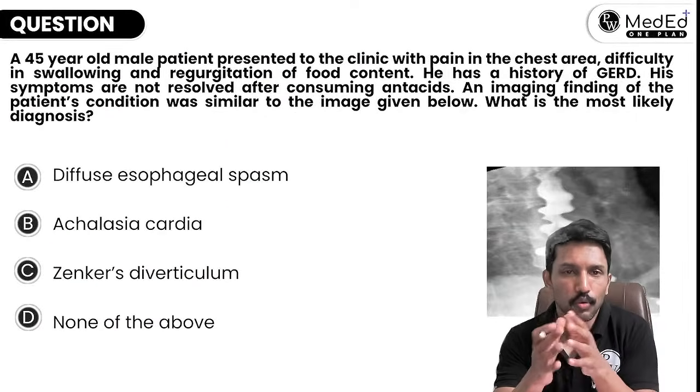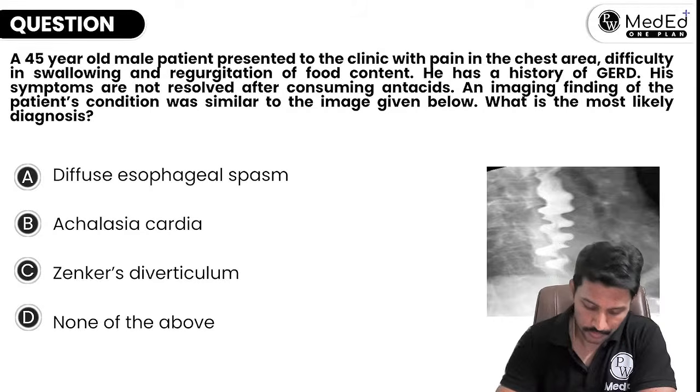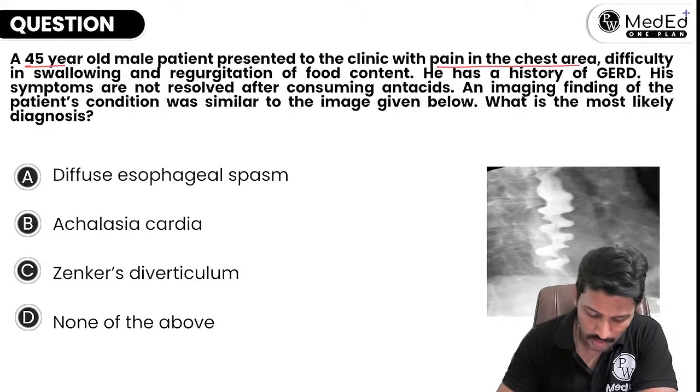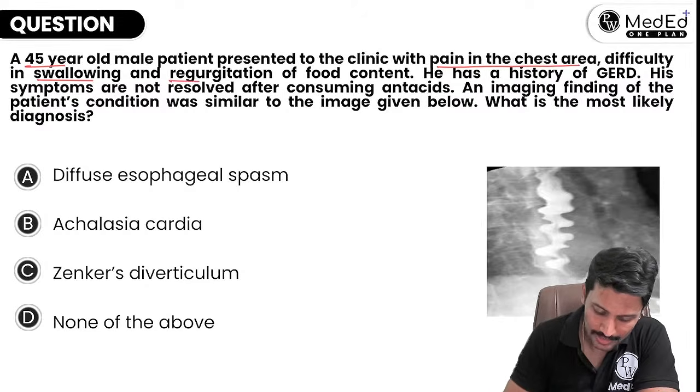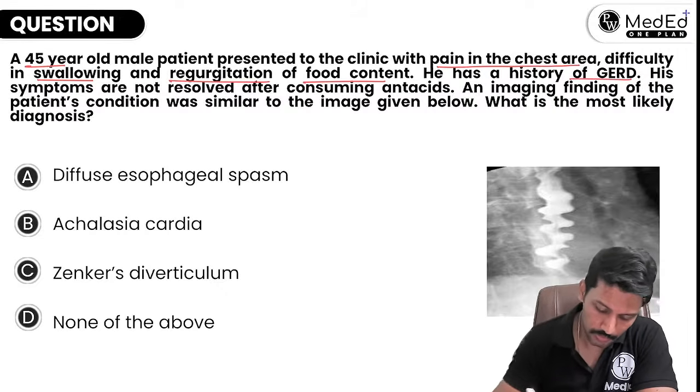Okay, now let's go to the next question. So in this question, again it's a pretty straightforward question. A 45-year-old male presented to the clinic with pain in the chest, difficulty swallowing, and regurgitation of food content. He has a history of GERD. His symptoms are not resolved after consuming antacids.